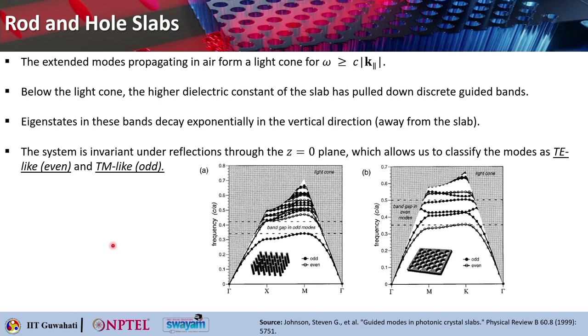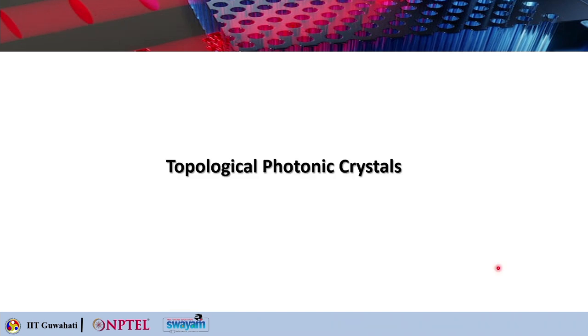So the system here is basically invariant under reflections through the z equals 0 plane, and thus it allows us to classify the modes as TE-like, which we can also call even, or TM-like modes, which are named odd modes in this case. Okay, so we will discuss the optimization of these parameters later on.